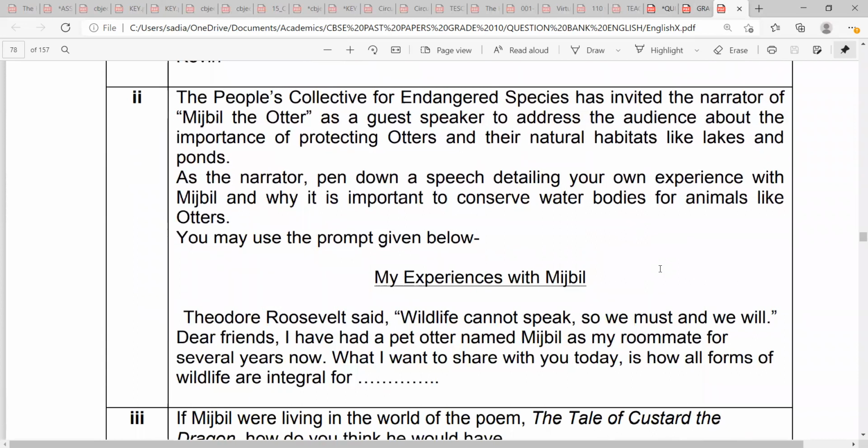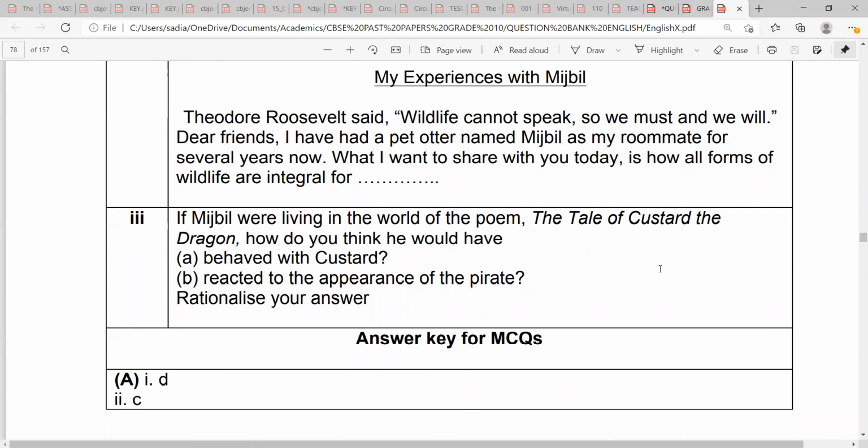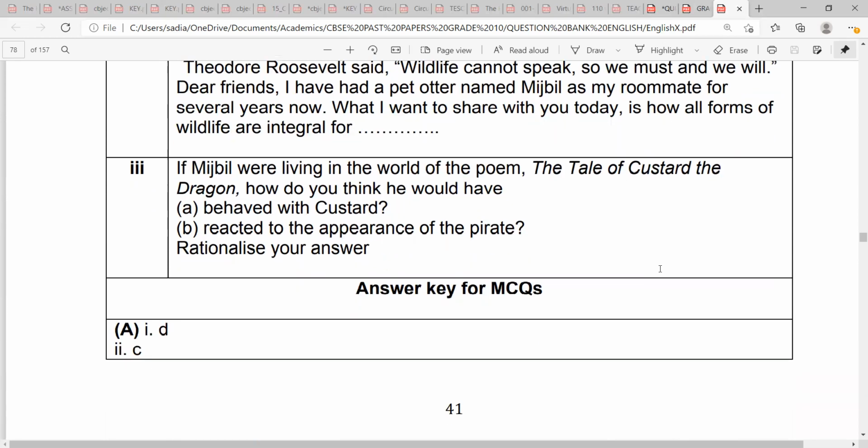Speech writing, the title is given. Under that should be your name, student of which grade, and then wishing everyone, or you begin with the quotation, and then you wish dear friends, and you begin with your speech, and you end it. I hope this speech, I urge everyone to follow the advice, and then you end it with a thank you.